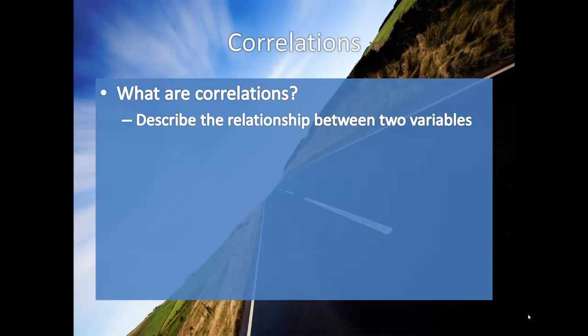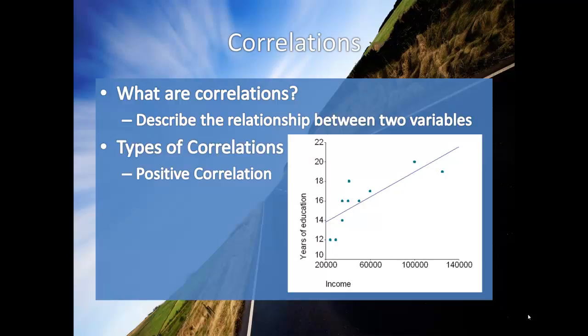What are correlations? They simply describe a relationship between 2 variables. But there are 2 types of correlation. The first type of correlation are positive. So what this means is that as one of the numbers increases, the other does too. In our example here, this tells us that as people's level of education increases, so does their income.